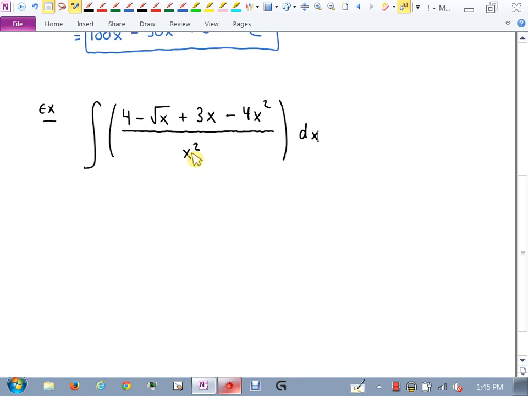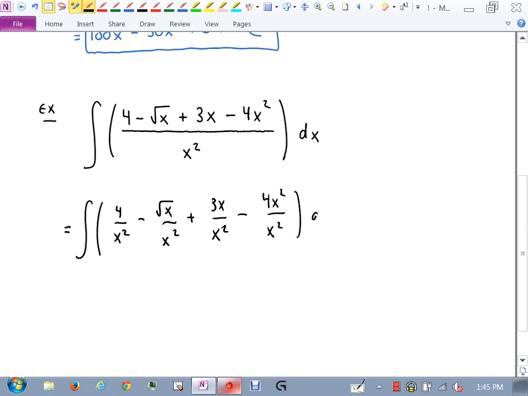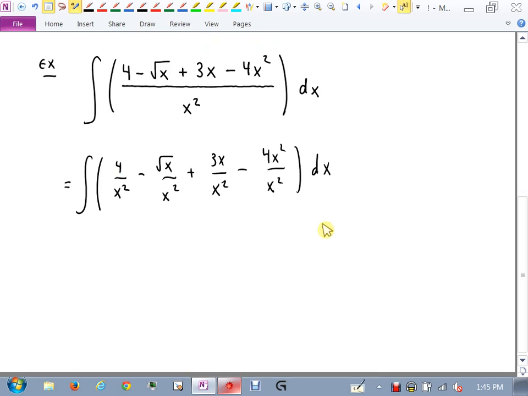But I can split it up, so I will do that. This is the same as 4 over x squared minus root x over x squared plus 3x over x squared minus 4x squared over x squared dx. And now each of those, I need to turn into powers of x. I am not taking an antiderivative yet. The first one is what? 4x to the negative 2. What is this?